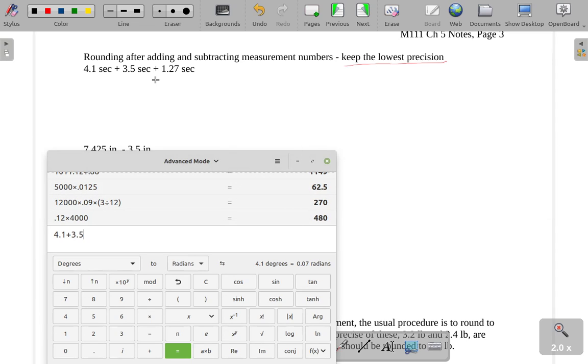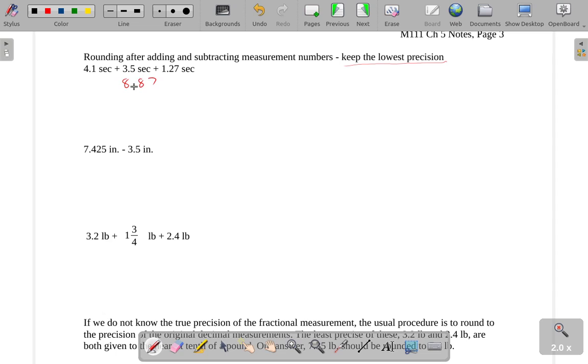4.1 plus 3.5 plus 1.27 gives us 8.87 if we were to just add them without thinking about it. But we need to round this off to 8.9 seconds. You may wonder, why in the world would I round? That would inherently make this less accurate, less precise also.